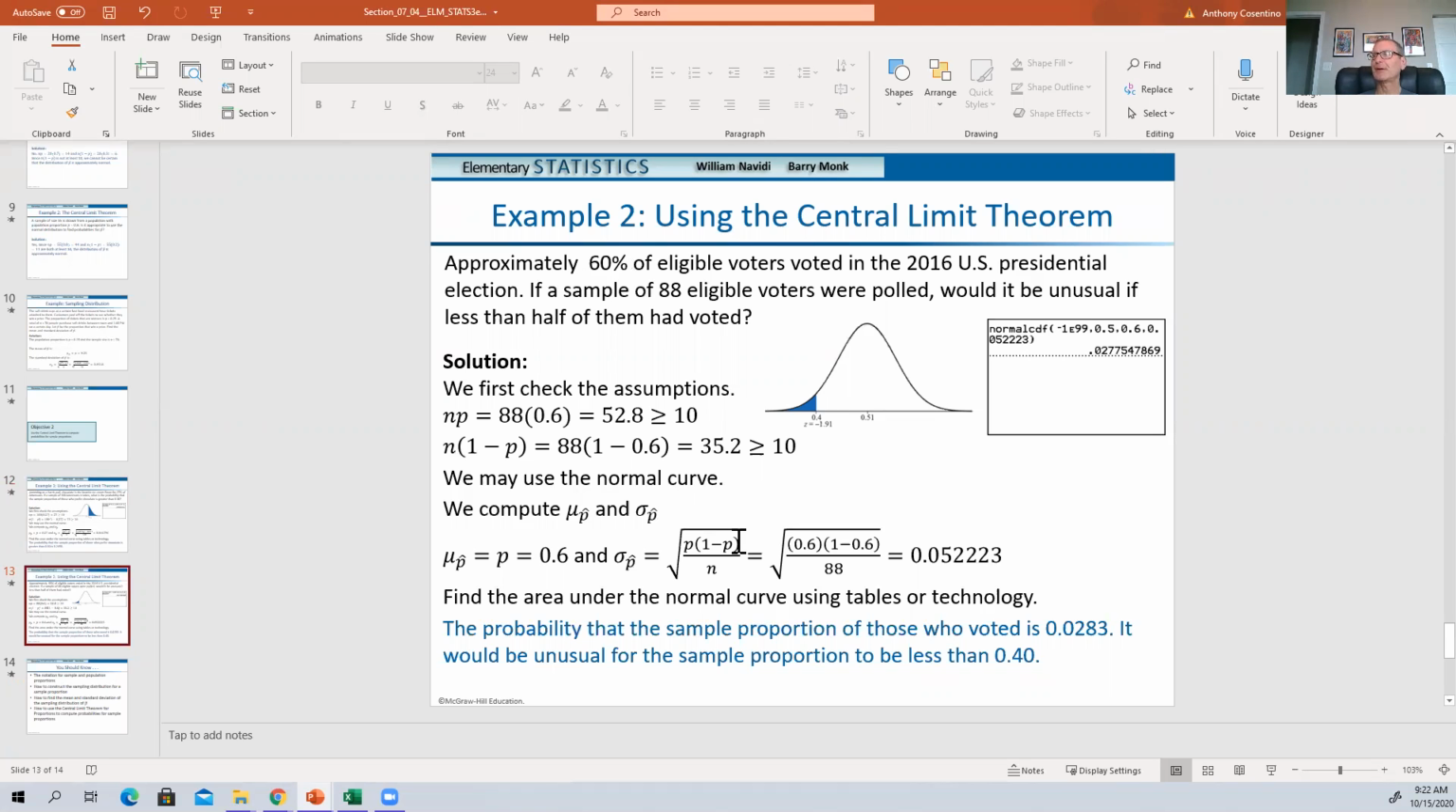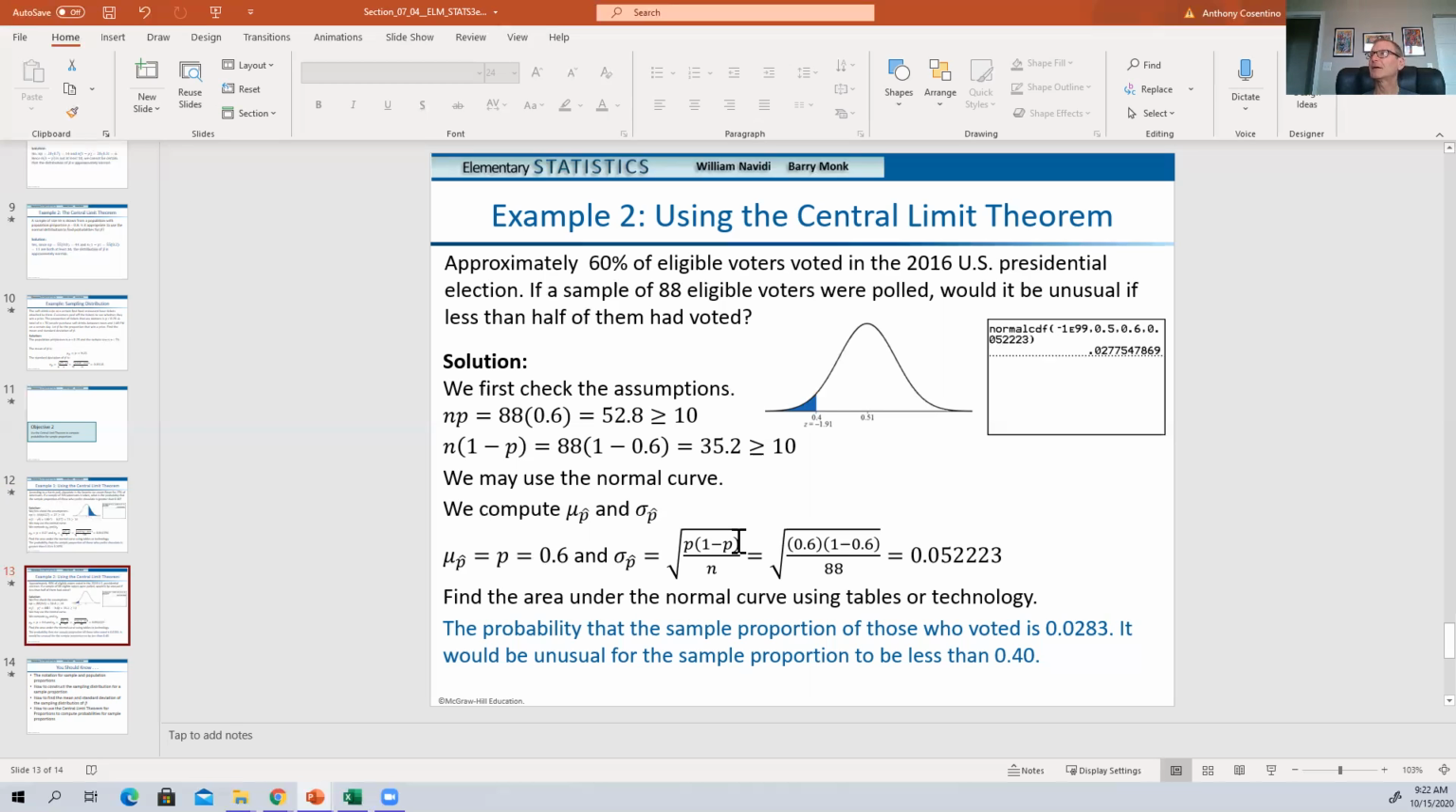Again, you can see here we did the calculations for the rule of thumb and we're good, right? We're 52 and 35, which are both greater than 10. And so in this case, our n value is 88. Our p-value is 0.6.